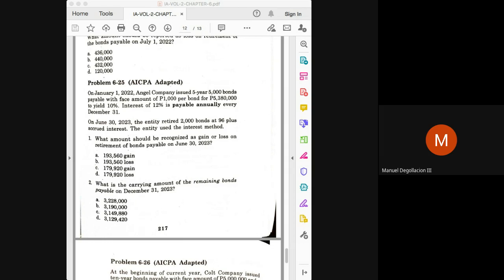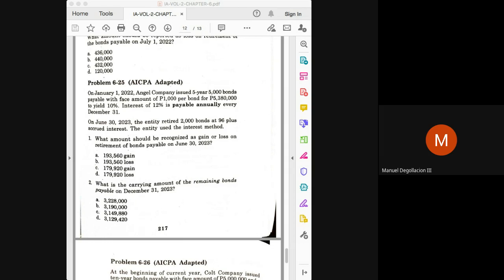Now we'll have to compare this with the retirement price. The retirement price is 96. So 2 million times 96%, that will give us our retirement price. Okay, so the carrying amount of 2,113,560 minus the retirement price of 1,920,000, it will give us a gain of 193,560. Okay. Let's proceed to question number 2.